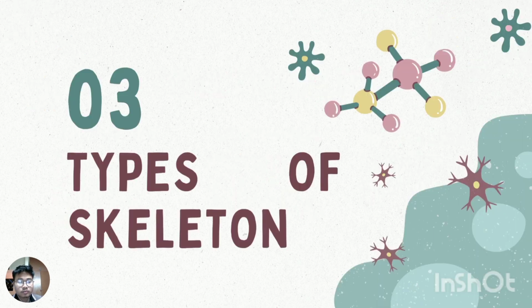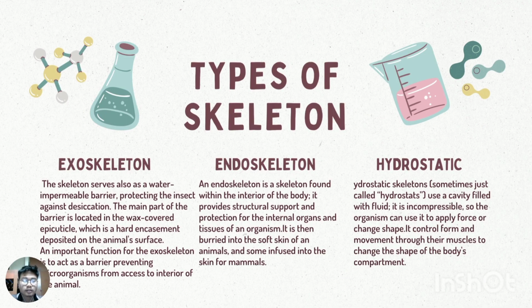So let us introduce more about the types of skeleton. There are three types: exoskeleton, endoskeleton, and hydrostatic skeleton. Exoskeletons serve as a water impermeable barrier, protecting the insect against desiccation, and the main part of the barrier is the wax-covered epicuticle, which is the hard encasement deposited on the surface of the animal. An important function of exoskeletons is as a barrier that prevents microorganisms from accessing the interior body of the animal. Examples of this type are moths or lizards and so on.